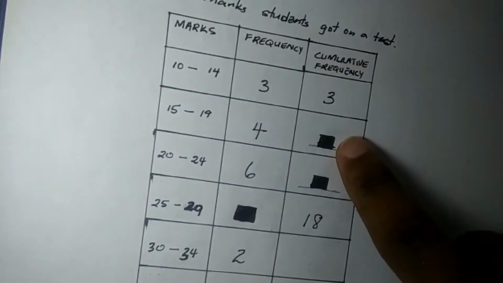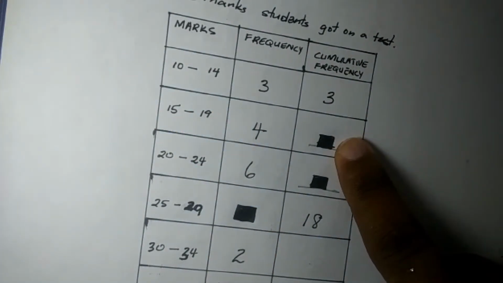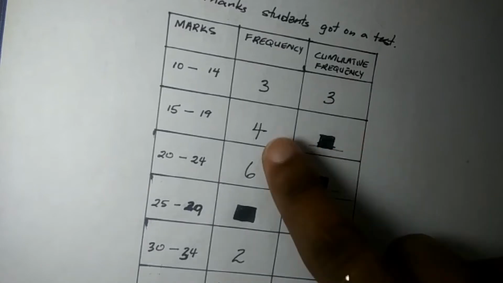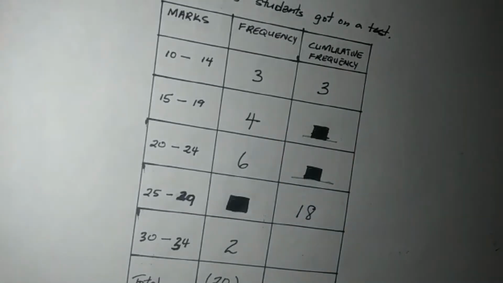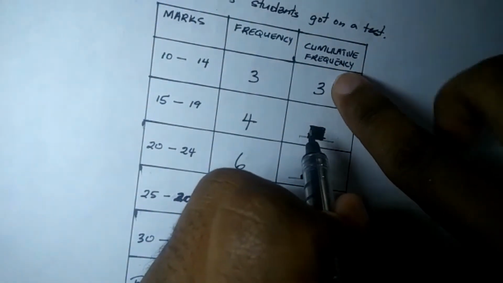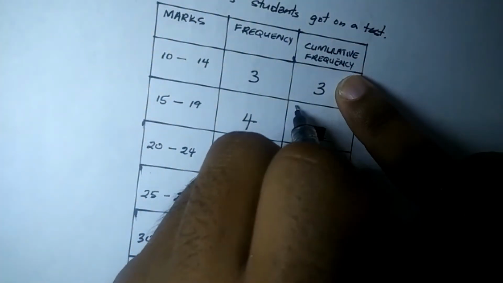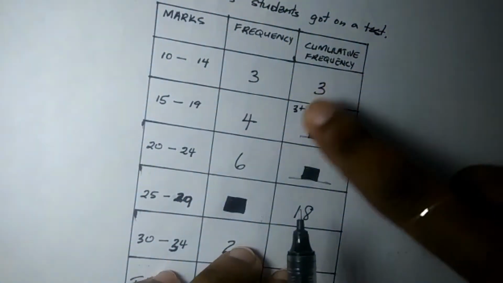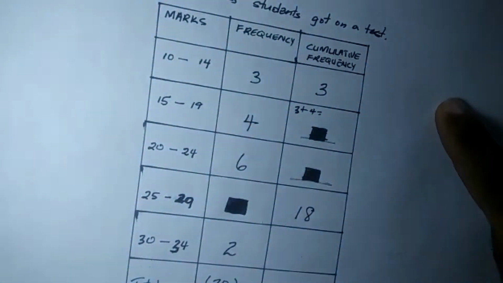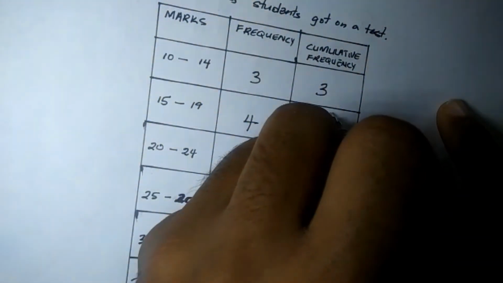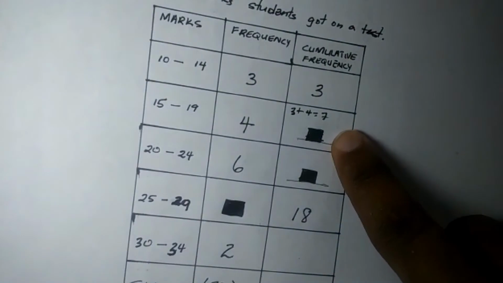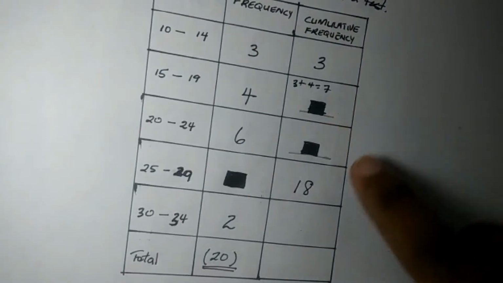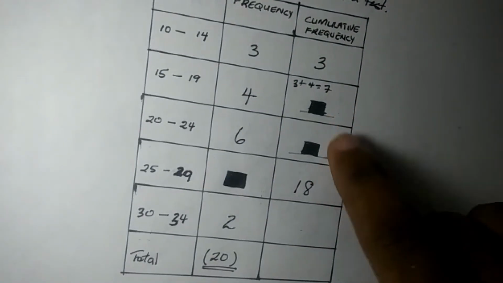At the second row now, my cumulative frequency would be the previous cumulative frequency, which was 3, plus the current frequency, which is 4. So 3 plus 4 is going to give me 7. So 7 should go inside of this box. Now, your turn. Try this one.